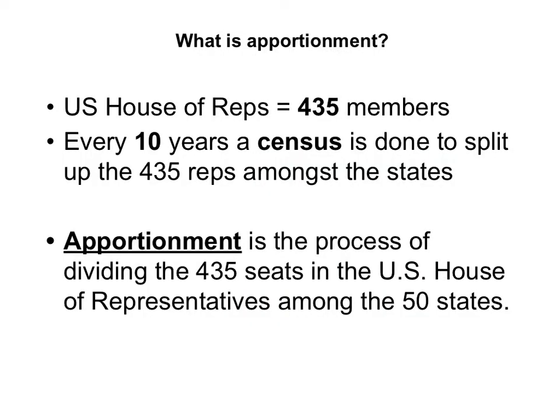All right, so we need to look at apportionment. Apportionment is this idea that the U.S. House of Representatives is 435 members. Every 10 years, a census is taken, and it is done to split up the 435 members into and amongst the states as equally as they possibly can.